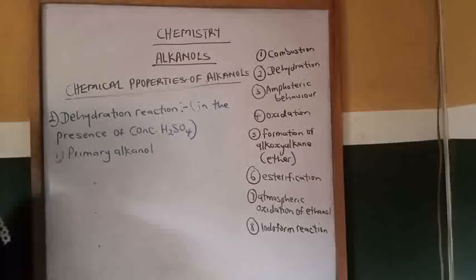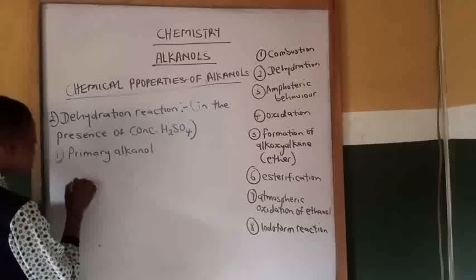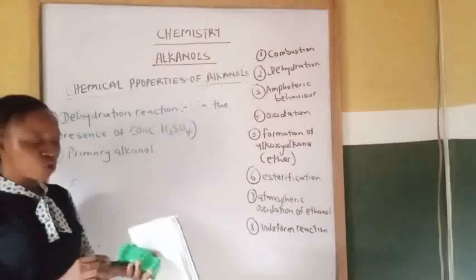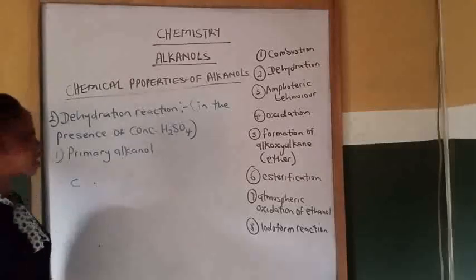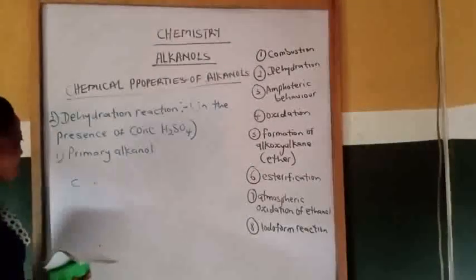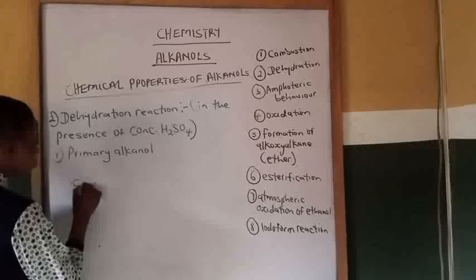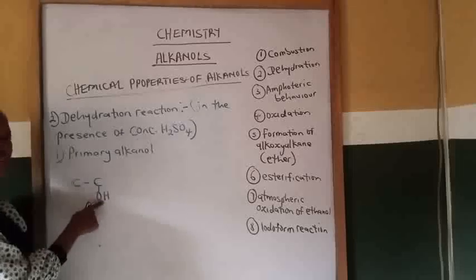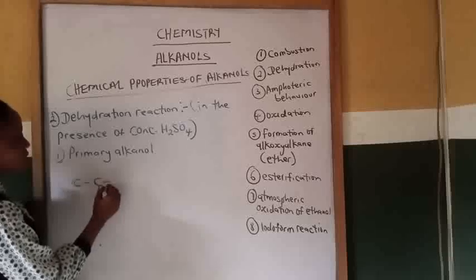Example of a primary alkanol is ethanol. I'm going to use both structural formula and molecular formula to explain this chemical reaction so that we'll be able to understand it better. So let's start with the structural formula of ethanol. Make sure that your hydroxy group is attached to the adjacent carbon atom.